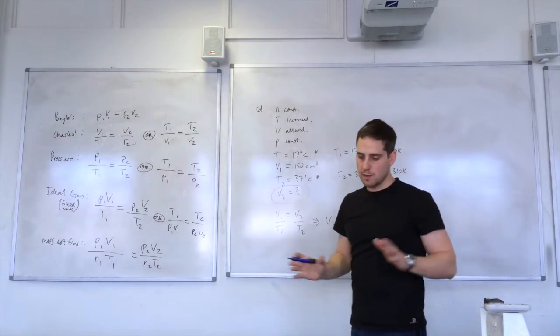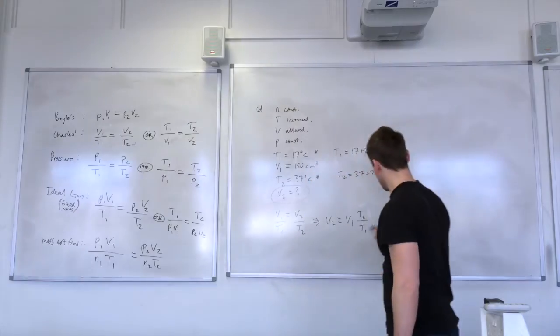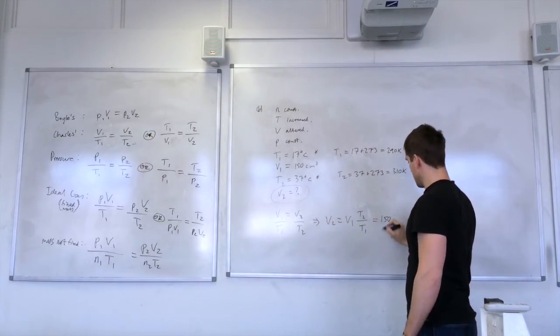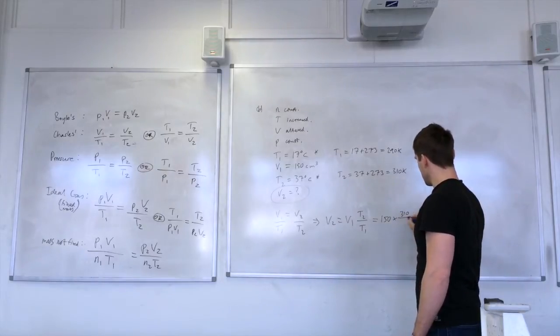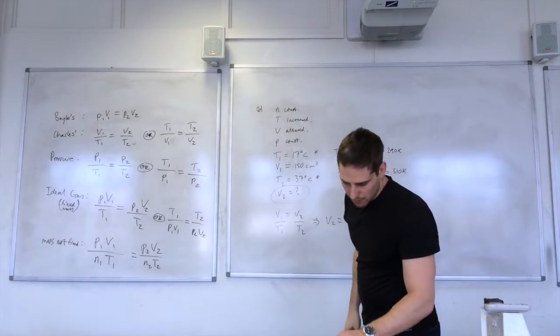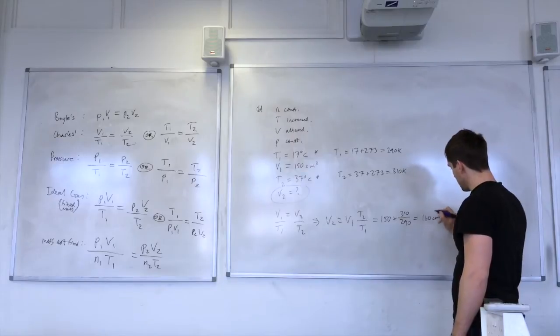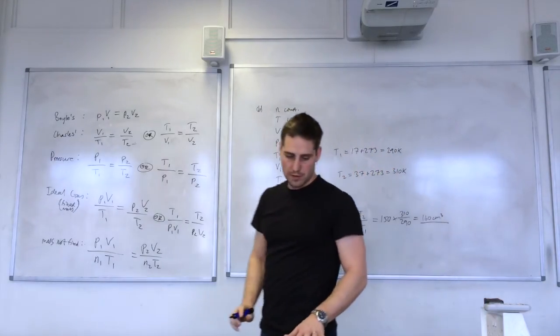So I've done the temperature conversions. I now need to put my values into this. So V1 was 150, times T2, 310, over T1, 290. And then we get, if we put the values in, 160 centimetres cubed. So that's the second problem solved.